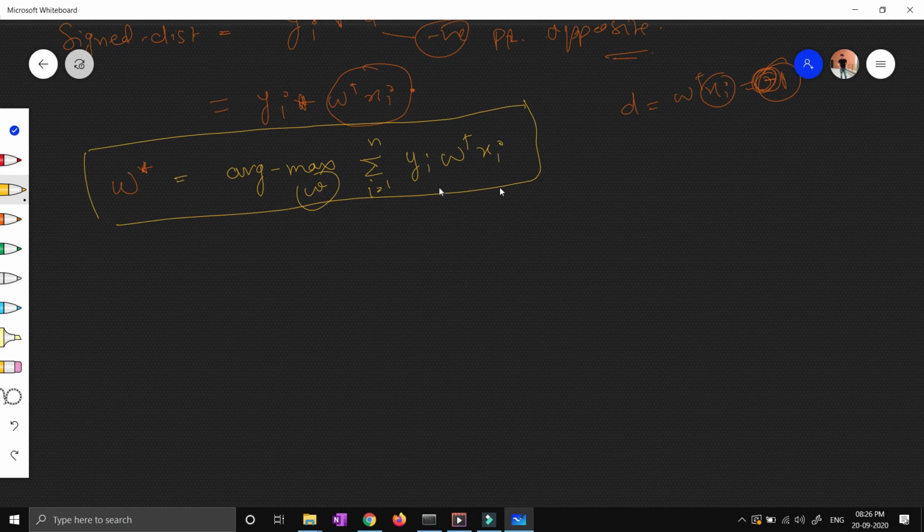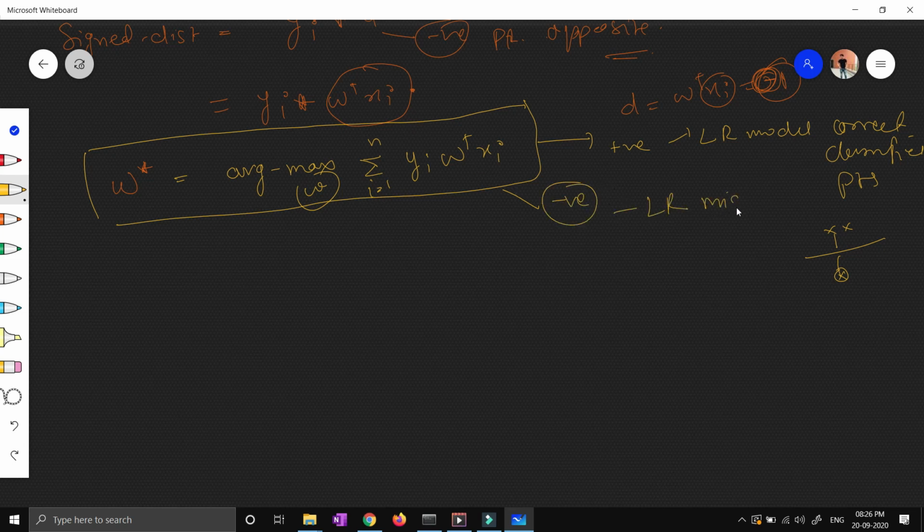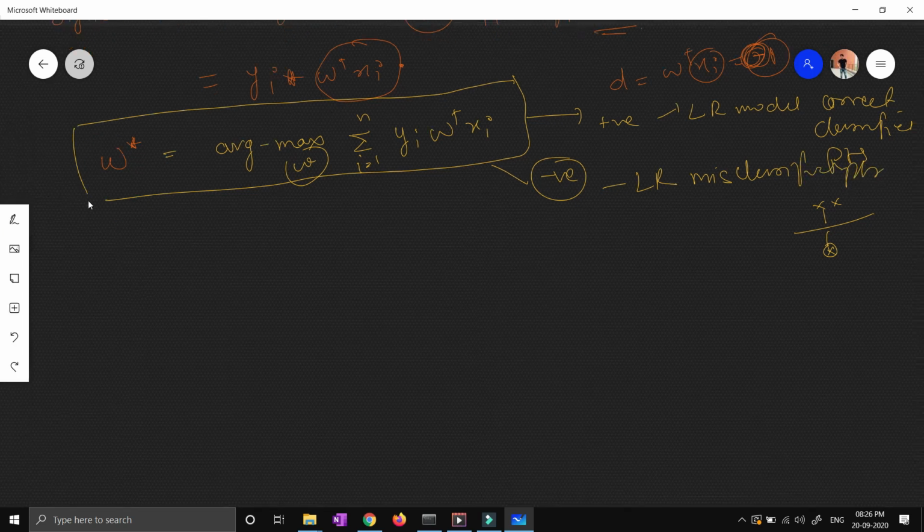So what is the meaning of maximization? If this particular value turns out to be positive, then we will say that our logistic regression model is correct, or correctly classifies the points. Correctly classifying means that it says this point is positive, and if it is below the plane, logistic regression will say that this point is negative. And if this particular value is negative, we will say our logistic regression misclassifies the points. So from the previous video you will have a gist about it.